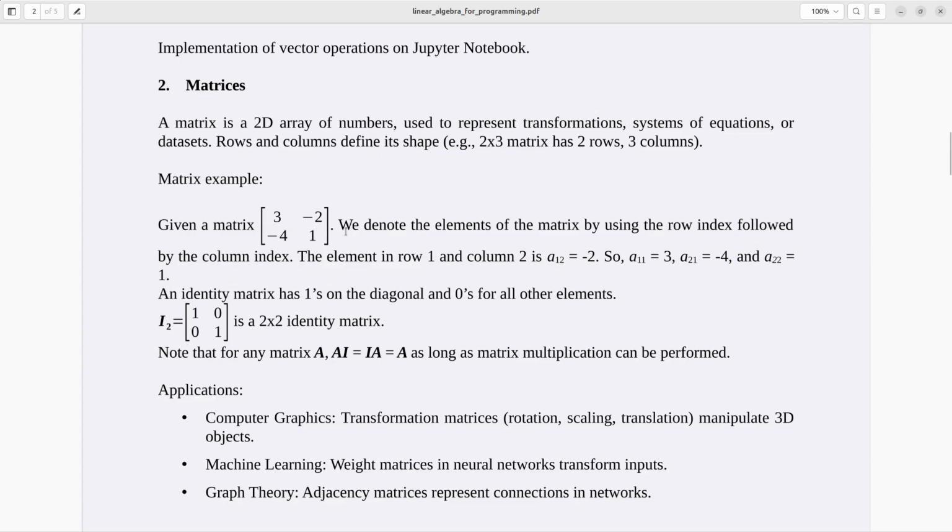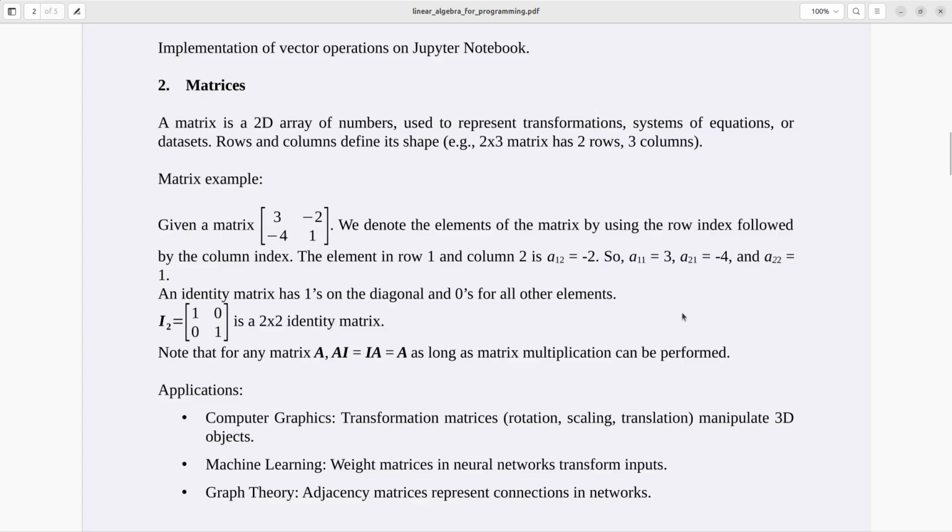And we can use this notation to represent other elements in the matrix. So A11 is number 3 because it is the element in row 1 and column 1. And we can say that A21 is minus 4 because it is the element in row 2 and column 1. And A22 is just equal to 1 by the same token.